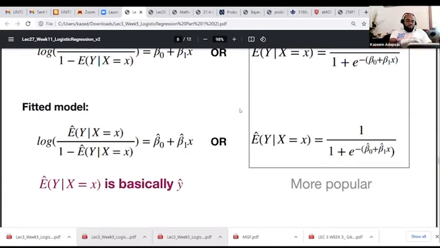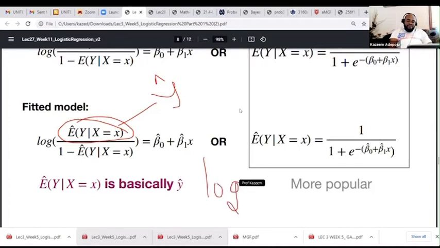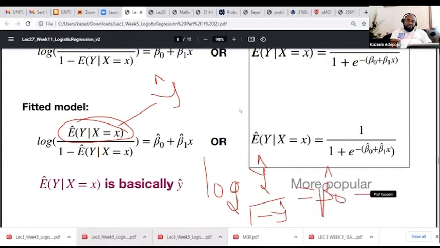In other words, for the one that is the probability, we can basically use y cap to represent that. So if I use y cap to represent that, it means I can just have log of y cap divided by 1 minus y cap equal to beta naught cap plus beta 1 cap. I can actually have that.